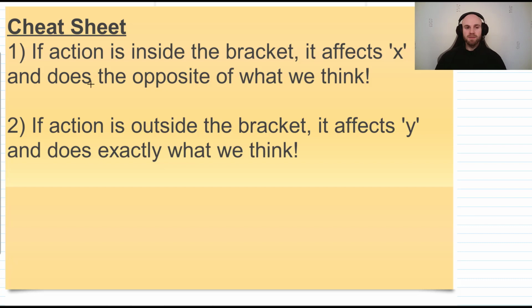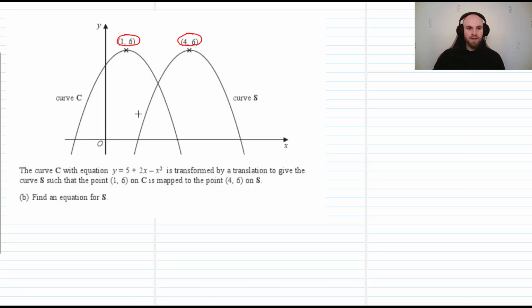So we've already had a question like this before, but if we look at the cheat sheet, if the action is inside the bracket, it's going to affect x, and it's going to do the opposite of what we think it's going to do. If it's outside of the bracket, it's going to affect the y coordinate, and it's going to do exactly what we think. So if you can see here, the y coordinates, if I just point to those 6s there, those y coordinates haven't changed. So whatever we do to this, that y coordinate is going to do nothing. However, if we look at the x coordinate, on C, we know that the x coordinate is 1, and on S, the x coordinate is 4.